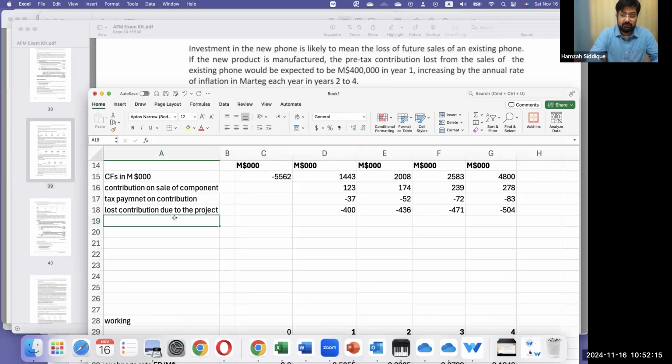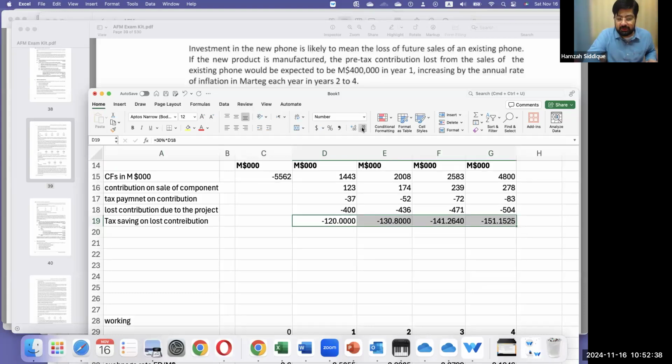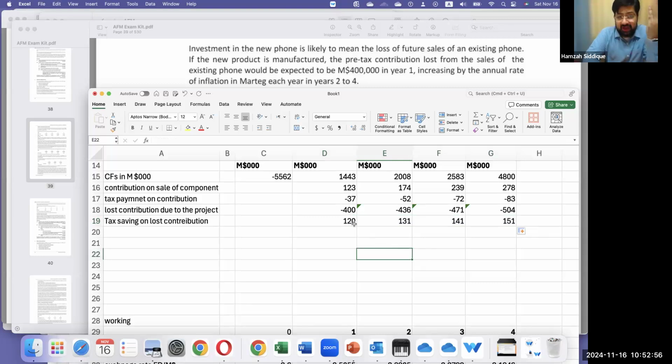So tax saving on loss, because you lose contribution, you save tax. That is equal to 30% into this. How? Because you reduce contribution and you don't pay tax on that. Why is it negative? Okay, right. Tax saving, basically. It should be positive cash flow.